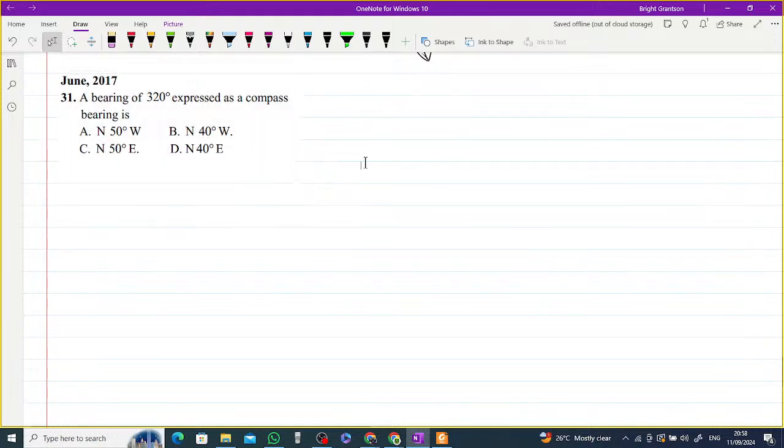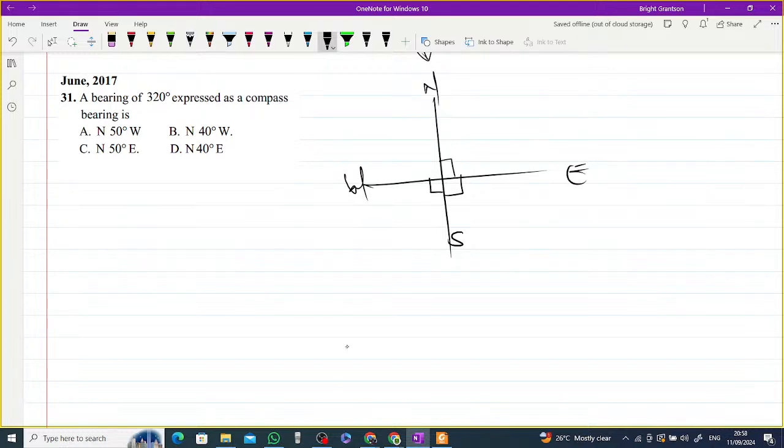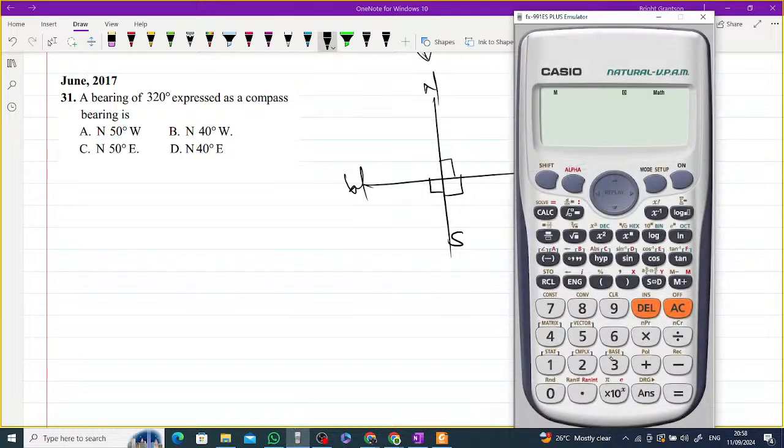So, a bearing of 320 degrees expressed as a compass bearing is what? In a compass, we have north, south, east, and west. So 320. Listen, this is 90, this is 270. So 270 plus something will give you 320. Basically, let's say 320 minus 270.